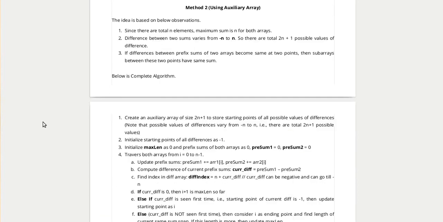Let us move on to the algorithm and see how we approach this. So we start by creating an auxiliary array of size 2n plus 1. Basically we want to know at what index which difference did we find, and we want to store that index.